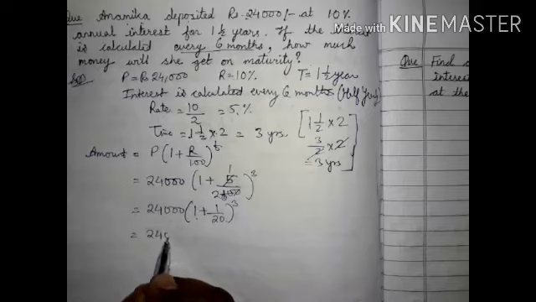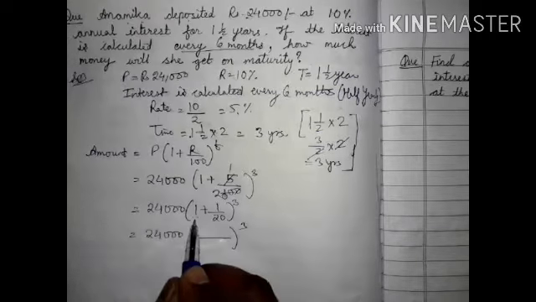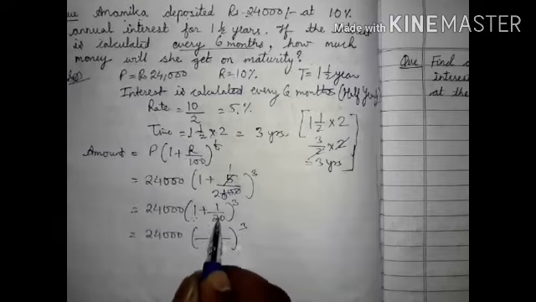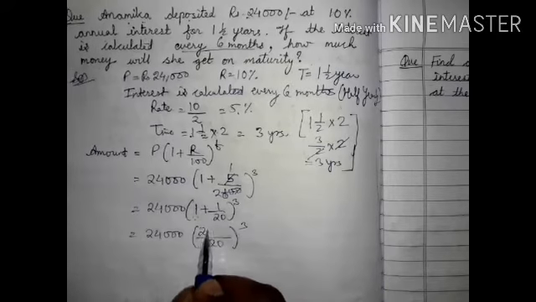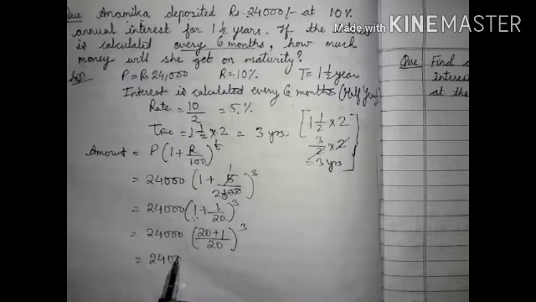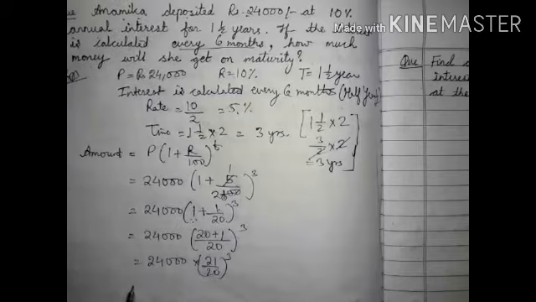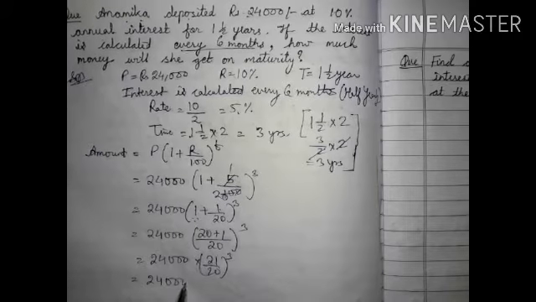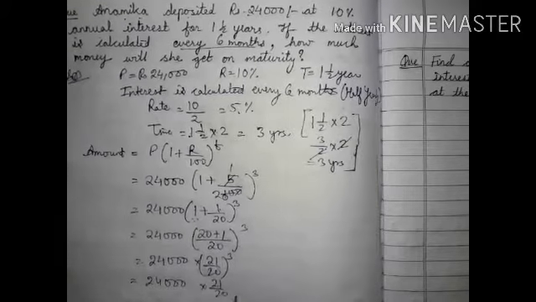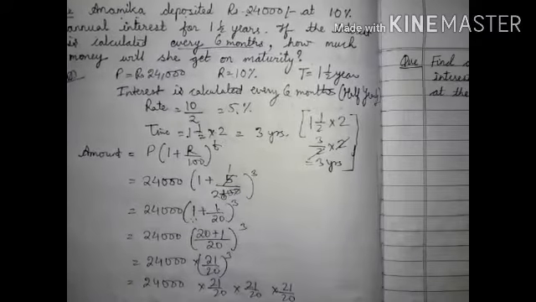So 24,000. Here we have to take the LCM. No number means 1, so 20 multiplied by 1, 20 plus 1 multiplied by 1, 1. So 24,000 multiplied by 21 upon 20 power 3. So 24,000 multiplied by 21 upon 20, multiplied by 21 upon 20, multiplied by 21 upon 20.